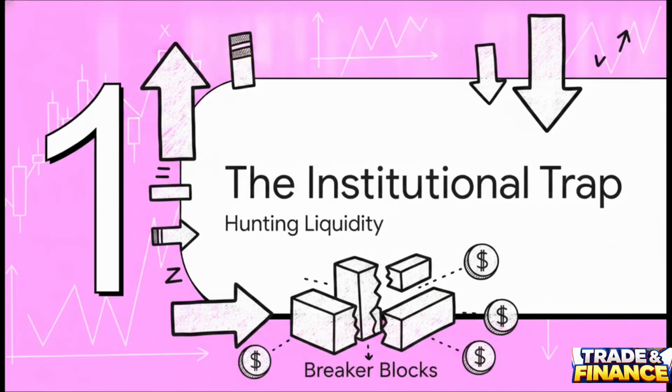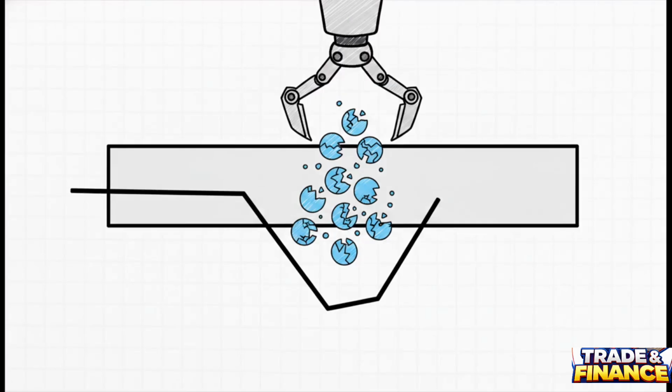Okay, let's dive right into Section 1, the institutional trap and how the market hunts liquidity. You see, order blocks often fail entirely on purpose. It's a concept known as liquidity engineering. Institutional algorithms regularly manufacture these stop hunts to secure the counterparty liquidity they need to build their massive, large-scale positions.